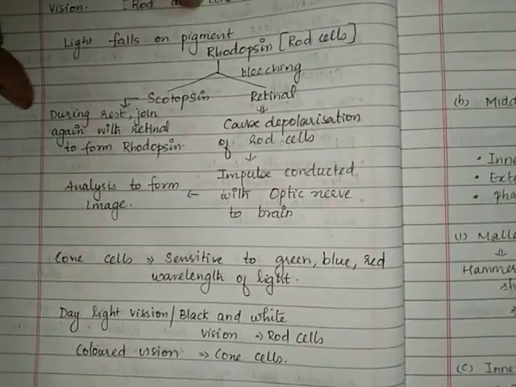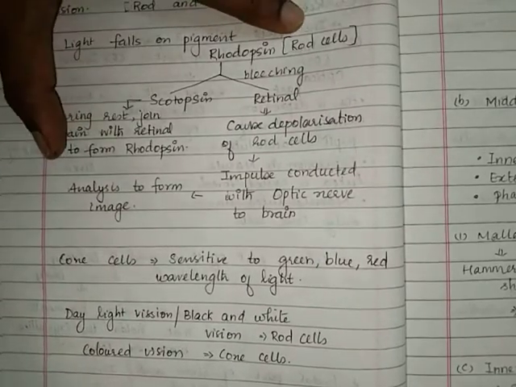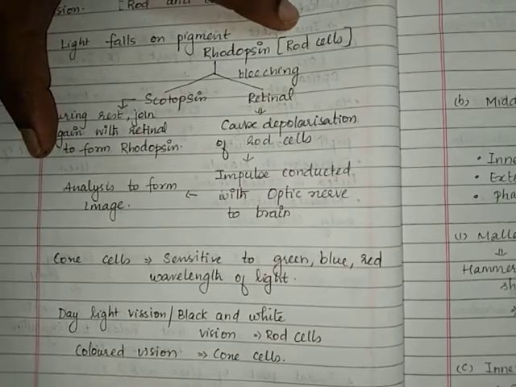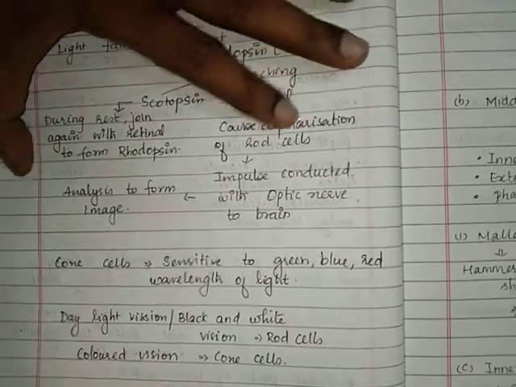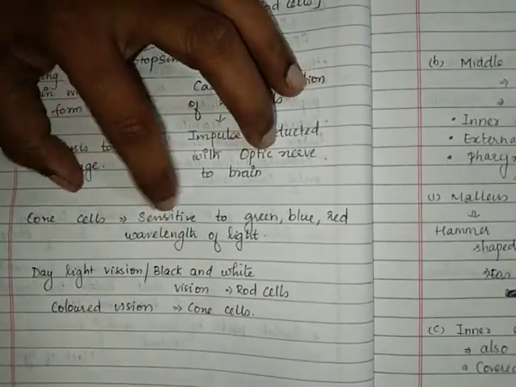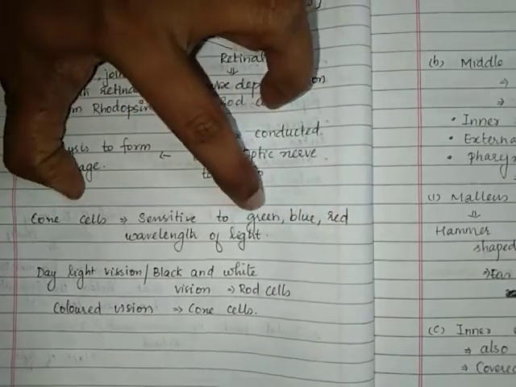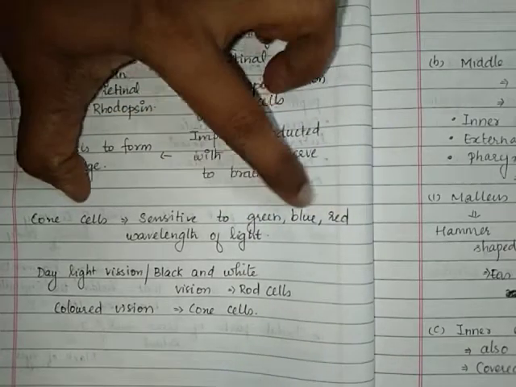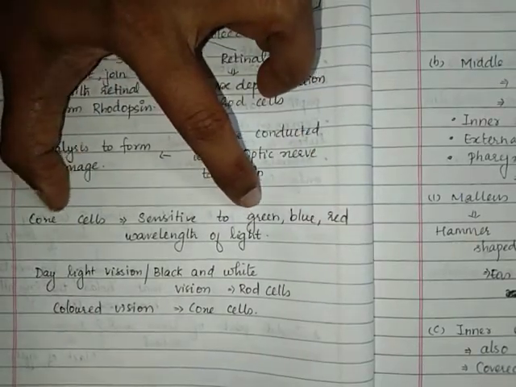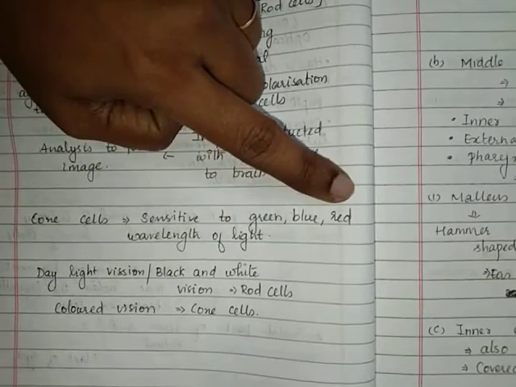And this is the function of rod cells. Rod cells help in identifying black and white vision, the daylight vision. What do cone cells do? They are sensitive to different colors, that is green, blue and red wavelengths of light, and they identify these basic colors. The combination of these basic colors is all the colors we see. So basically, cone cells have only three pigments, which identify these three colors.